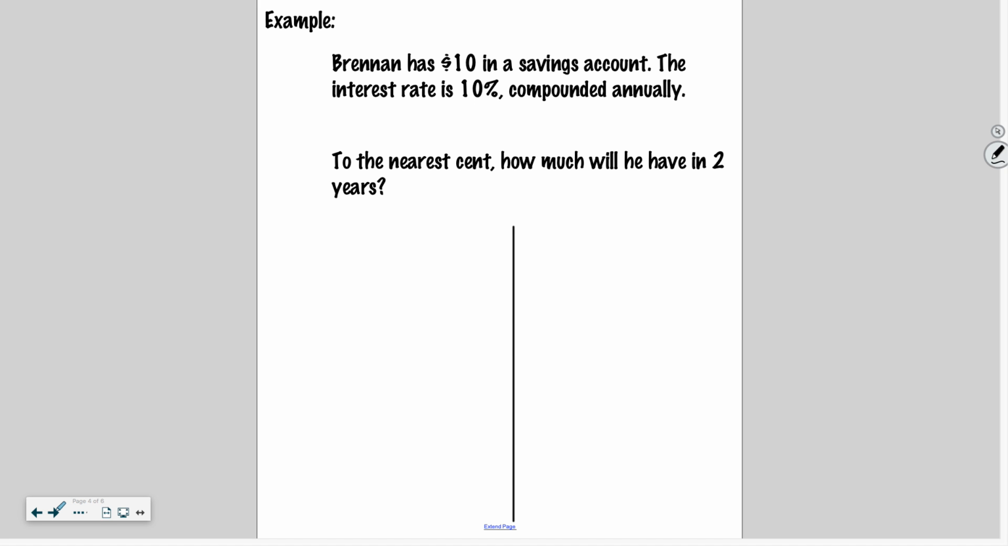So we have this example here that says Brennan has $10 in a savings account. The interest rate is 10% compounded annually. To the nearest cent, how much will he have in 2 years? So over here, I'm going to do the I equals P R, repeated t times. And over here, I'm going to do the B equals P times (1 plus r) to the t.